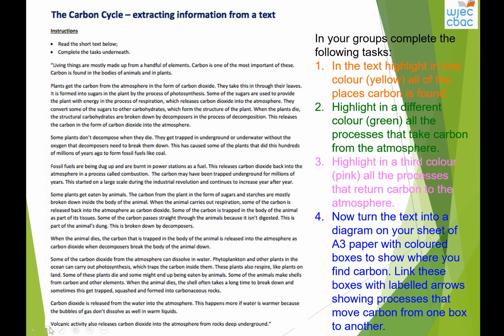As I said previously, I needed you to have 3 different colours. It doesn't matter if you haven't got yellow, green and pink, as long as you've chosen 3 different colours. They can be pencils, they can be highlighters, they can be a different colour biro, it doesn't matter. But I want you to take one colour and go through the entire text, highlighting all the places where carbon is found from the text. I want you to take a second colour and highlight all the processes that take carbon from the atmosphere. And I want you to take a third colour and highlight all the processes that return carbon to the atmosphere.